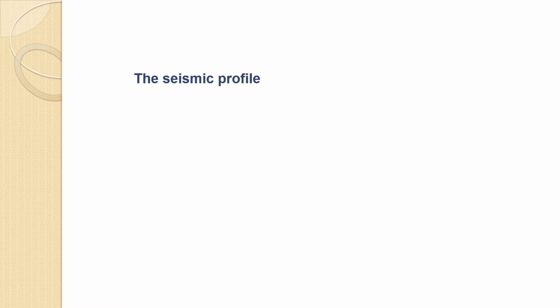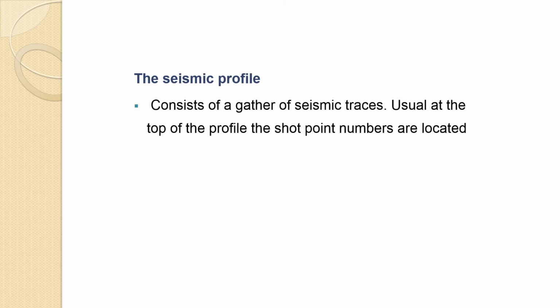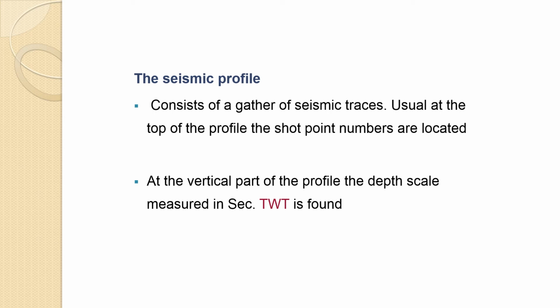So how about the seismic profile? A seismic profile consists of a gather of seismic traces. You know what it means, seismic trace? A seismic trace is a record of one geophone, one station. Usually at the top of the seismic profile, the shot point numbers are located. So you will see in the next figure the shot point numbers are located, and at the vertical part of this section or this profile, the depth scale.